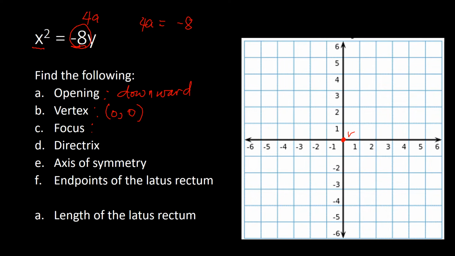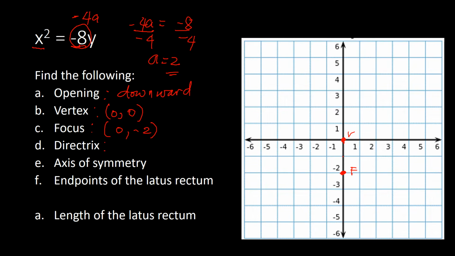And take note, this is downward, so our equation there must be negative 4a. So we divide this by negative 4, and so our a is 2. So from the vertex here, since this is downward, we move down 2 units because our a is 2. So moving down, we have 1, 2. This is where our focus is. Next one, we identify the coordinates of the focus. Our x here is 0, and then our y is negative 2.